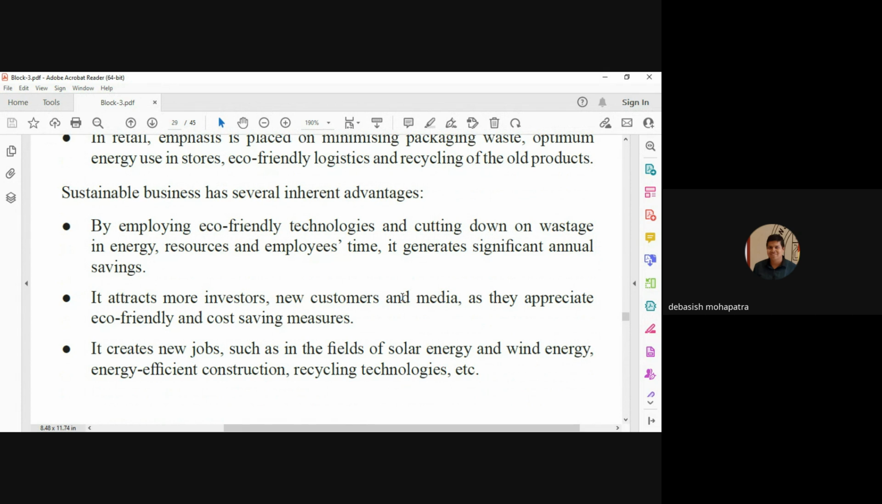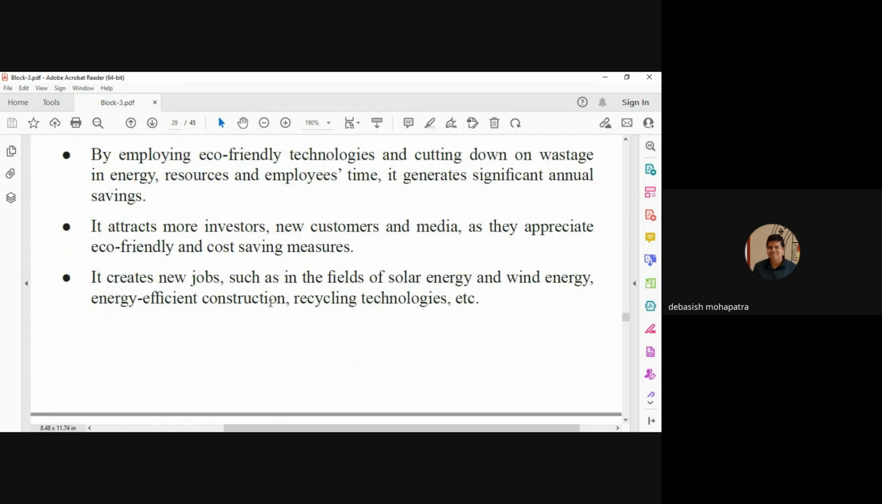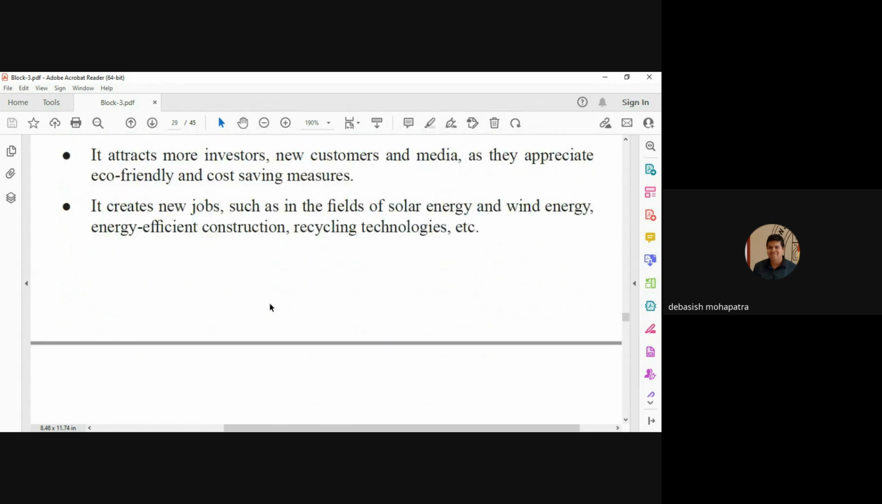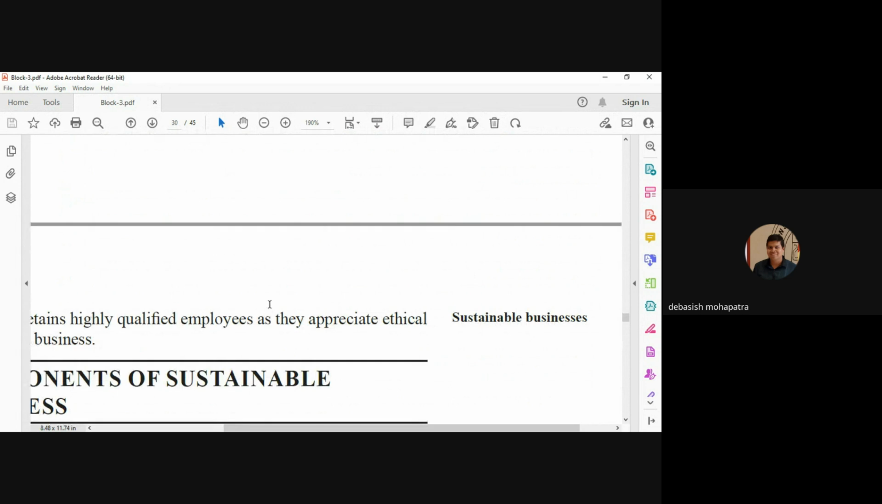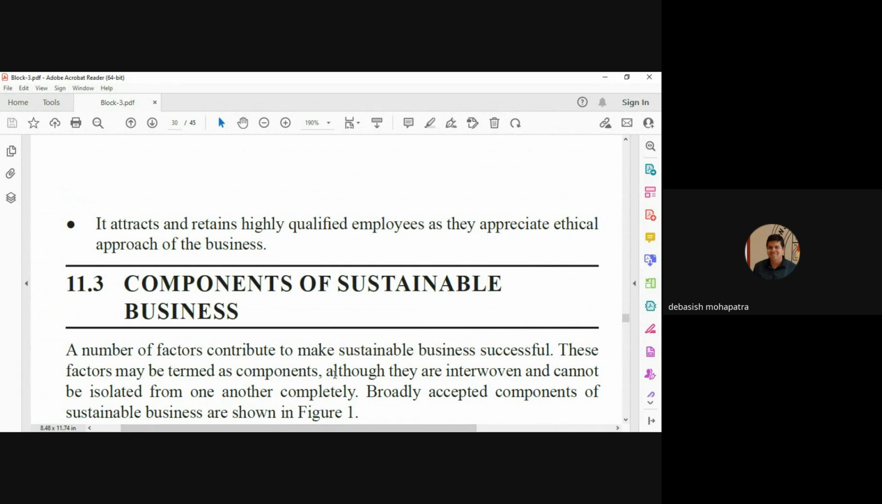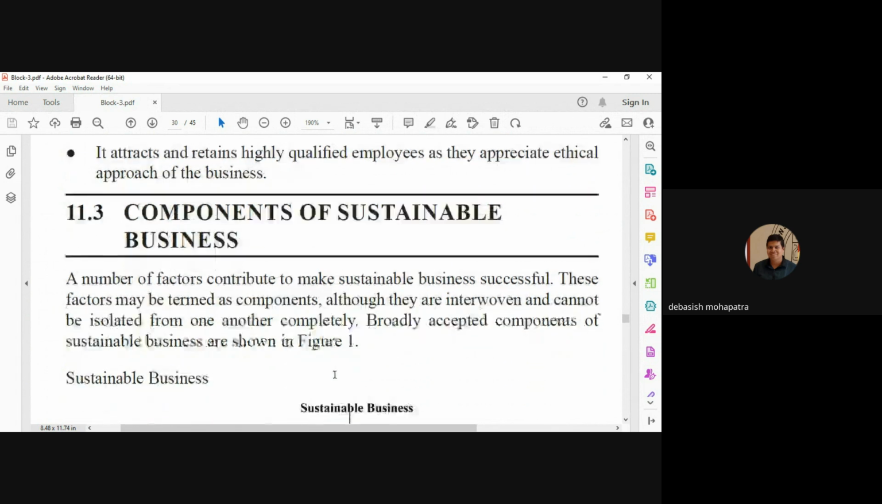Sustainable business has several inherent advantages. By employing eco-friendly technologies and cutting down on wastage in energy, resources and employee time, it generates significant annual savings. It attracts modern investors, new customers and media, as they appreciate eco-friendly and cost-saving measures. It creates new jobs, such as in the fields of solar energy and wind energy, energy efficient construction, recycling technology, etc. It attracts and retains highly qualified employees, as they appreciate the ethical approach of the business.